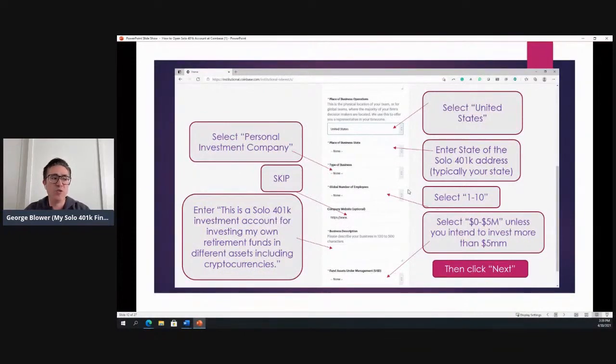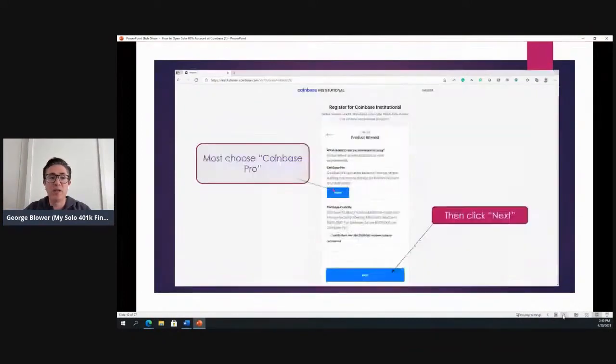For business description, enter "This is a solo 401k investment account for investing my own retirement funds in different assets, including cryptocurrencies." And finally, for the funds under asset management, you would typically select 0 to 5 million, of course, unless you're intending to invest more than $5 million. You would then click next.